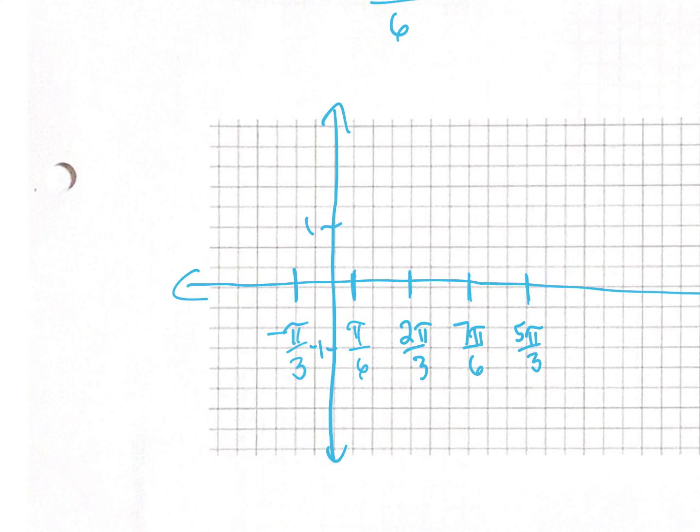So at negative pi over 3, we're starting up here at 1. Be careful. We're so used to drawing something on that y-axis that sometimes you accidentally add something in there. But our next point's at pi over 6, not at 0. And then we're down at negative 1. And then 0, and then up to positive 1 again.